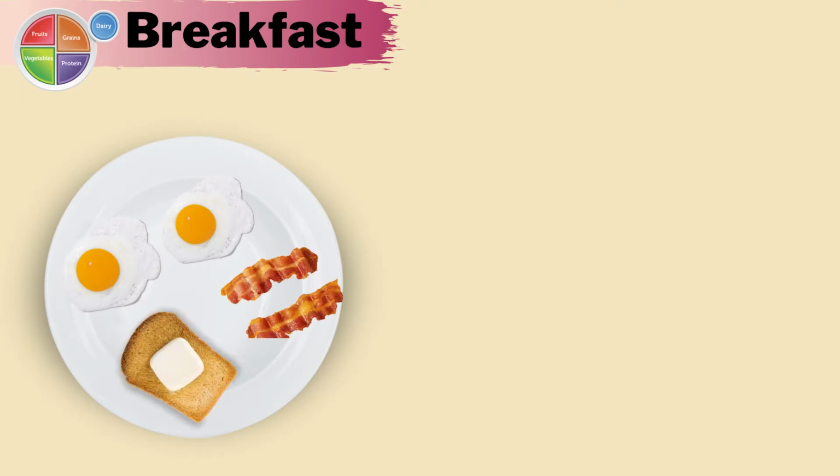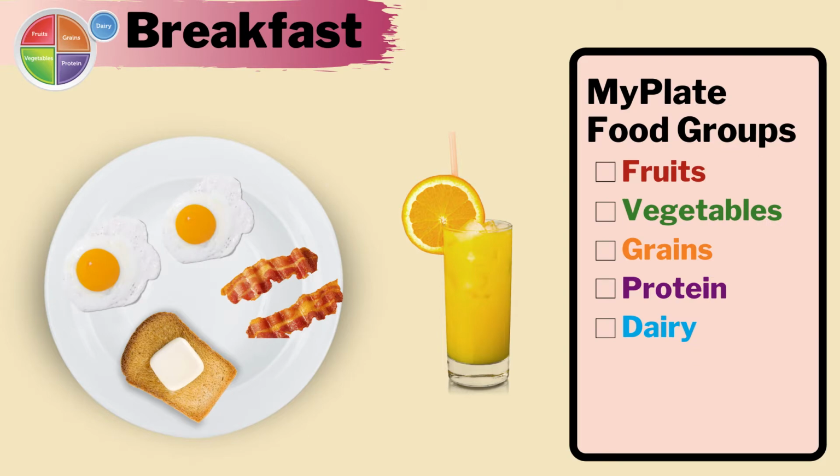For breakfast today, I had eggs, bacon, and a slice of toast with orange juice. I included 3 out of the 5 food groups at this meal. I included fruit from the orange juice, grains with the toast, and protein with the eggs and bacon. Did you get the food groups right? Great, now let's check out what I had for lunch.